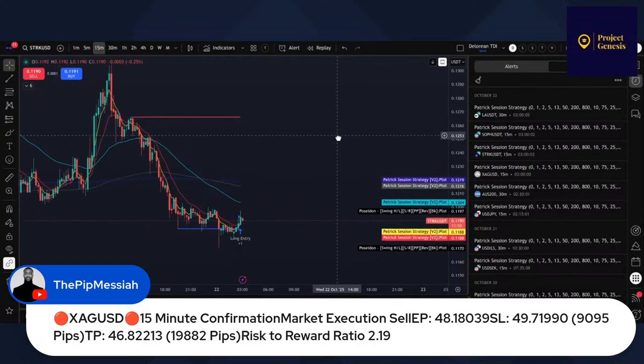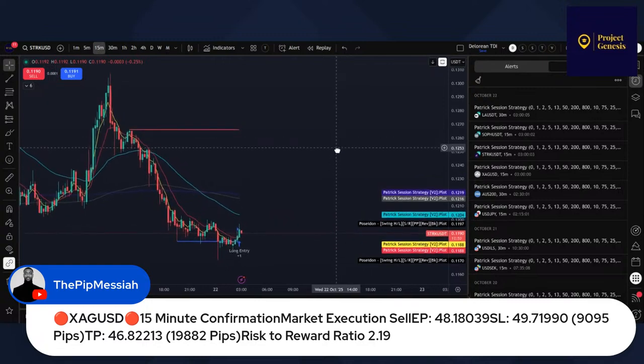So it's calling a long on striker versus tether, but we have blue, gray, aqua. That's a downtrend. We will not be taking this trade.